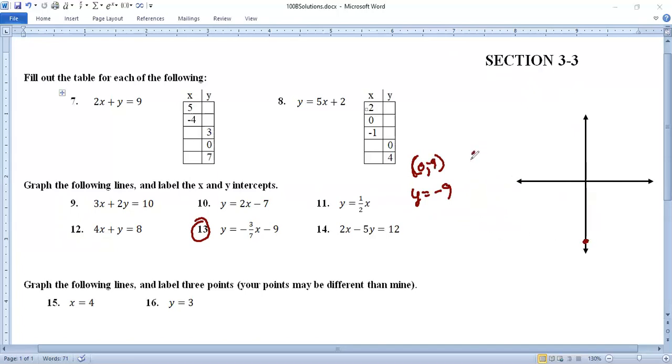And now let's stick 0 in for y. Oh, this looks like it'll be a little tougher. We have 0 equals -3/7 x minus 9. Add 9 to both sides. 9 equals -3/7 x. Divide by the -3/7, which is the same as timesing by a -7/3. Or if you wanted to, you could do it in 2 steps. You could times both sides by 7 and then divide by a -3. Punch that in your calculator and you get a -21.